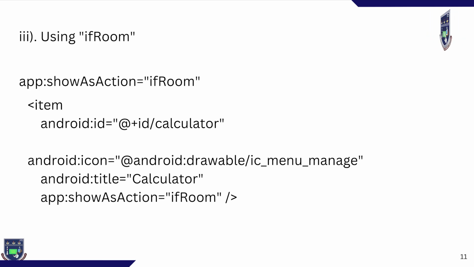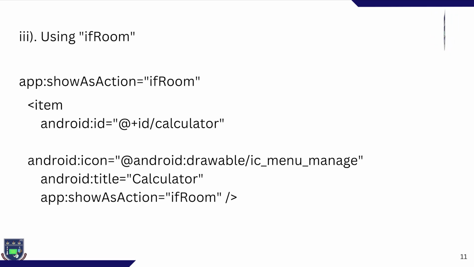The first statement is android:id. It's calculator, the unique identifier for the menu item. Next, android:icon equals @drawable/ic_menu_manage. This is the icon for the item, and it is optional. At the same time, the text may be used if there is no icon. Next is title. Here we have given calculator as the title. This will be the text label displayed on the item.